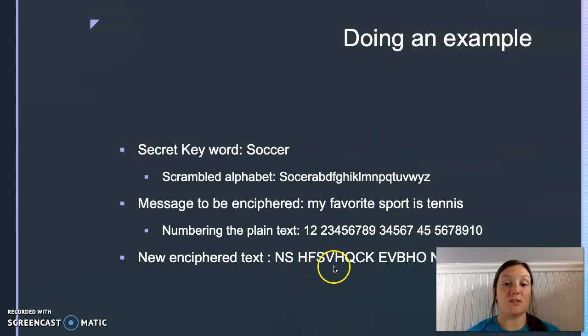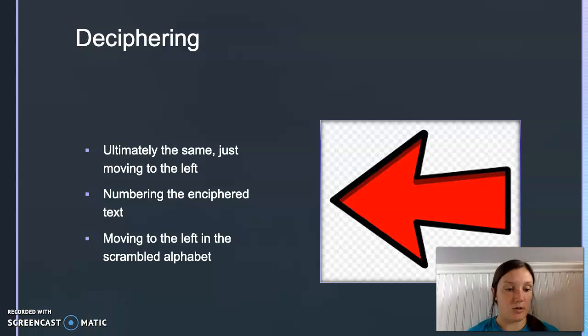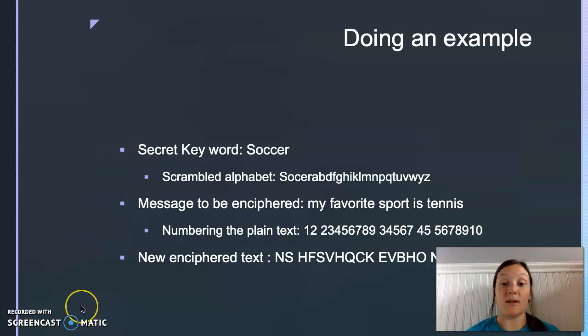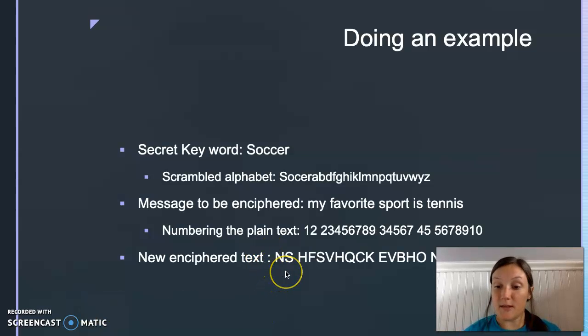Then the message to be enciphered was "my favorite sport is tennis." So I numbered the message, "my favorite sport is tennis," as follows. And then this is where you start enciphering. So you encipher the plain text letter by moving it to the right the designated number of spaces and finding the new letter in the alphabet, using the letter found there as the substitute.